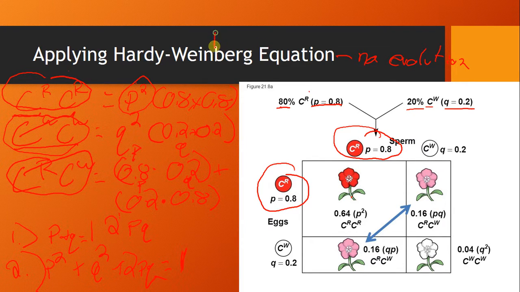So, important things to remember. P equals the allele frequency. P squared, or Q squared, equals a phenotype or genotype frequency.